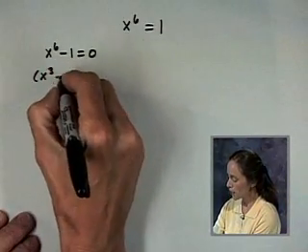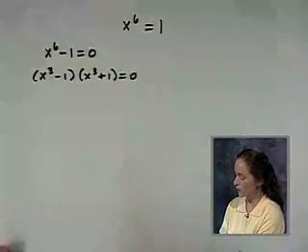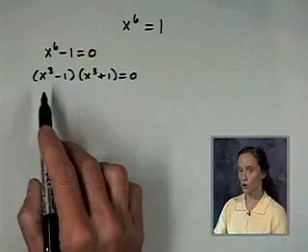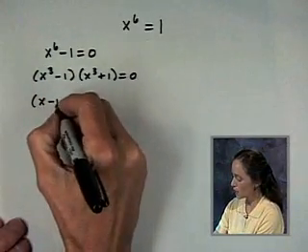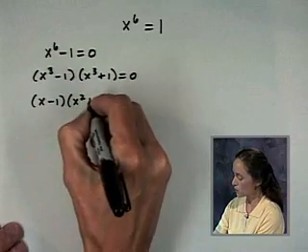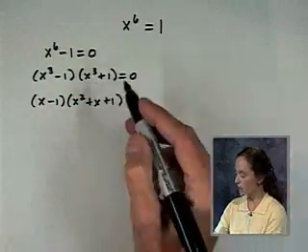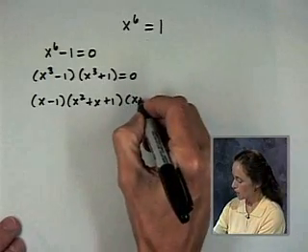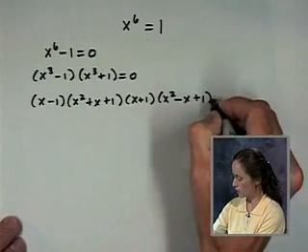It factors into x cubed minus 1, x cubed plus 1. Each of these factors more. The first is a difference of cubes. It factors into x minus 1, x squared plus x plus 1. The second is a sum of cubes. It factors into x plus 1, x squared minus x plus 1.